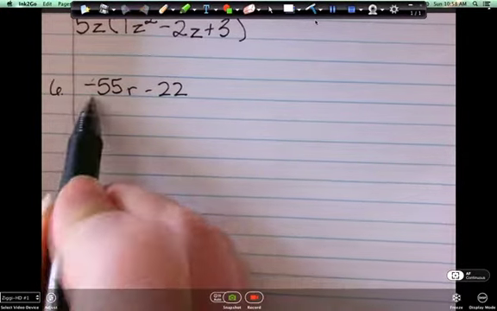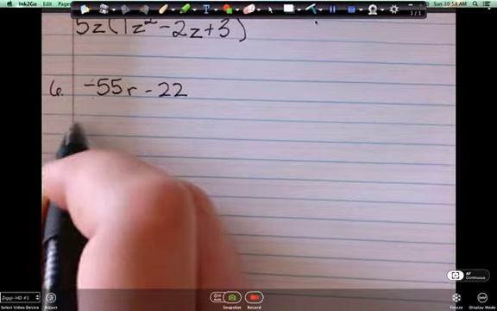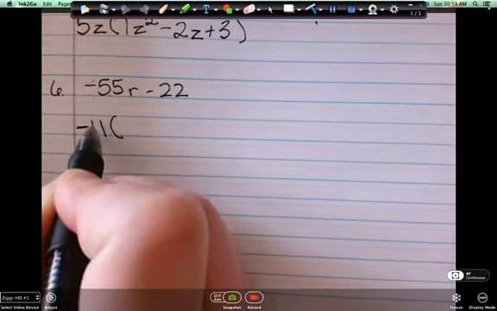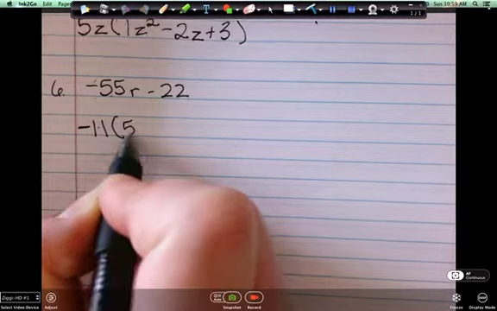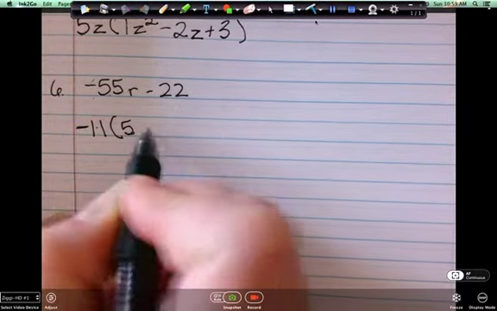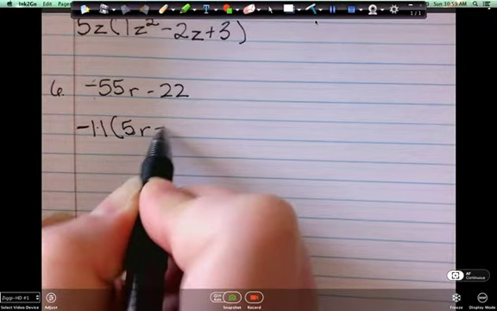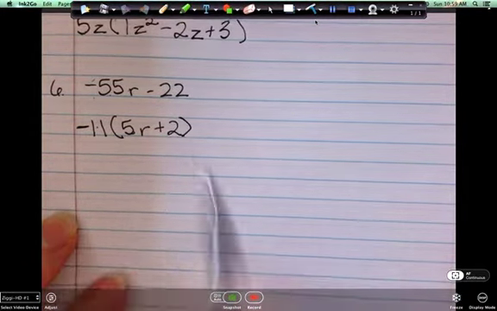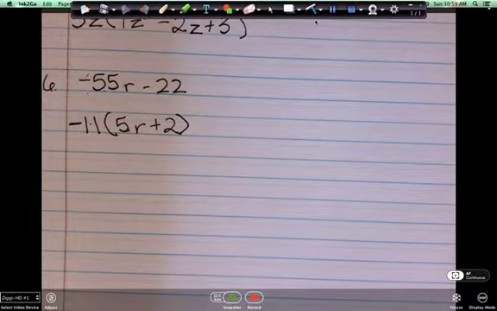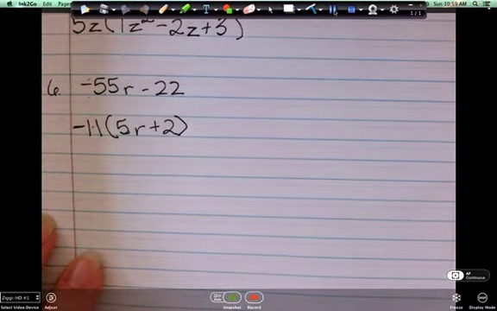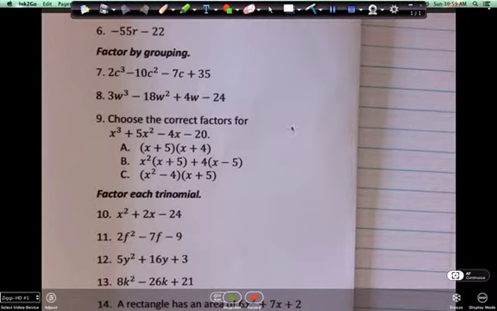Because my first term is negative, that means I'm going to factor out a negative 11. Negative 55 divided by negative 11 gives me positive 5. I don't have an r with my second term, so I can't take out my r. And negative 22 divided by negative 11 gives me positive 2. So that is my final answer, and I'm completely done with that again because the directions said just factor out the GCF. The next set of questions say to factor by grouping.